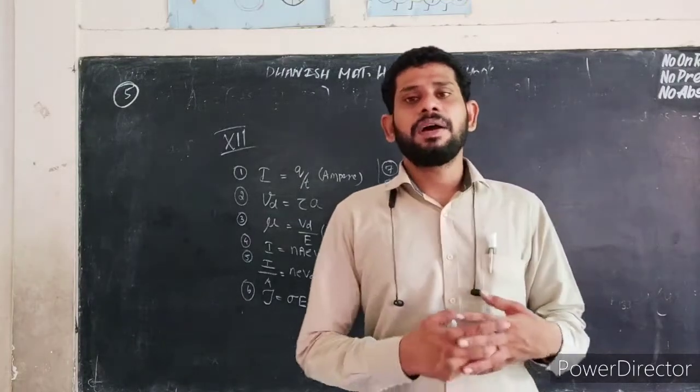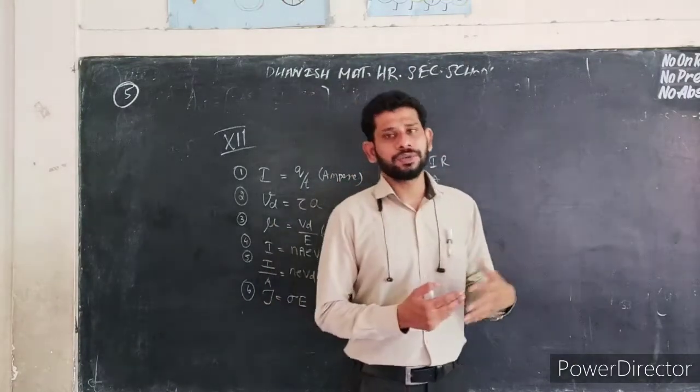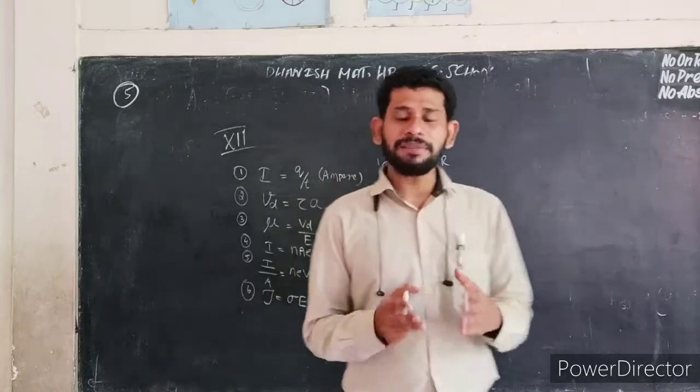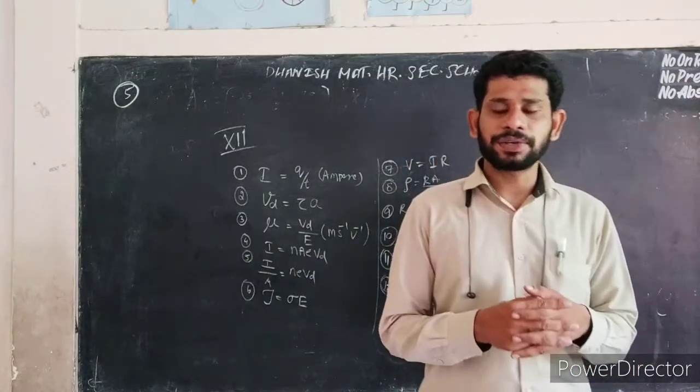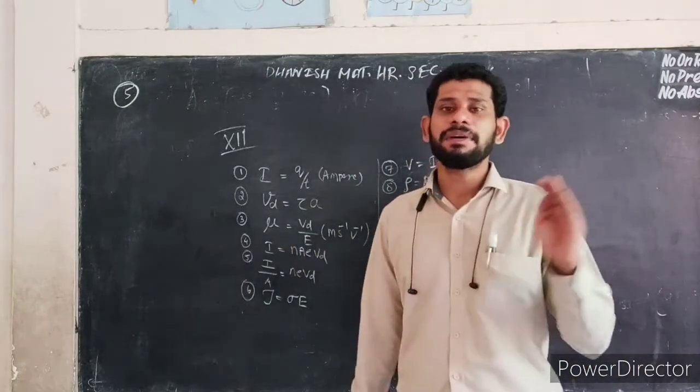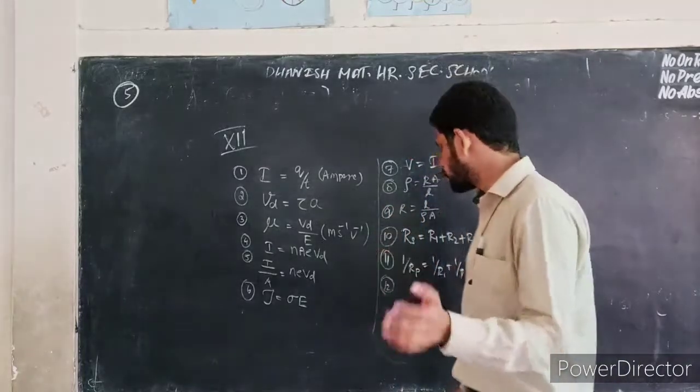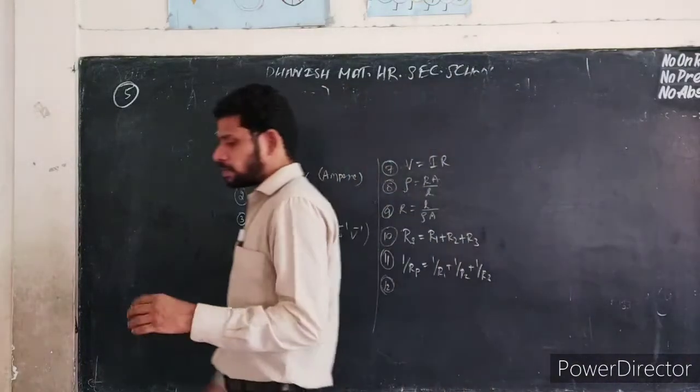Okay, and the next one. What is that? The voltage rule. The algebraic sum of the product of current and resistance in a closed circuit will be equal to the EMF in the closed circuit. Okay, so that also we know.